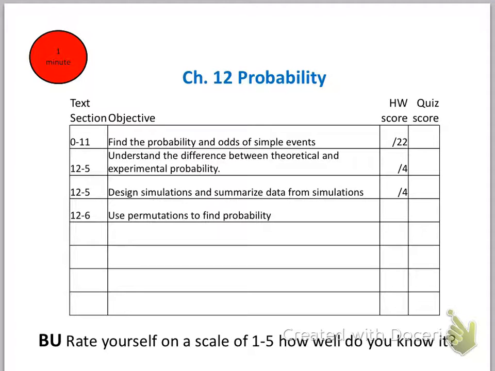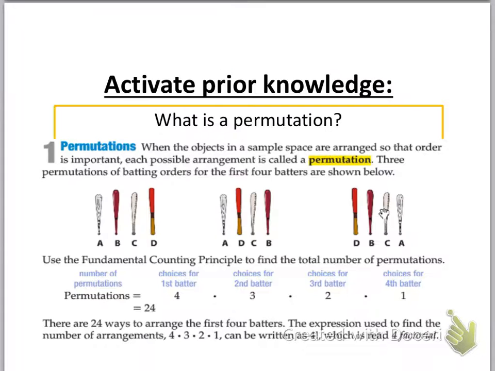Okay, so today we're going to talk about another type of probability, and it's called permutations. It has to do with the order of the objects that we are finding the probability of something happening. So what exactly is a permutation? When the objects in a sample space are arranged so that the order is important. Permutations have to do with order. Each possible arrangement is called a permutation.